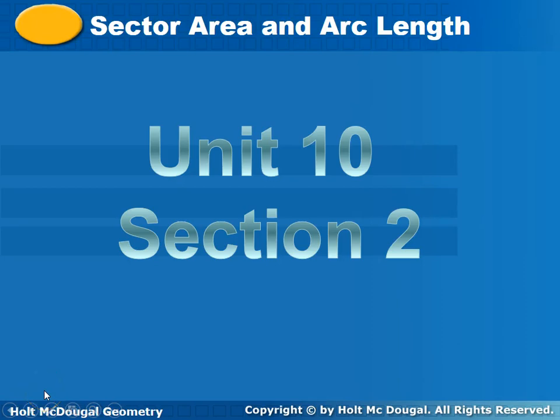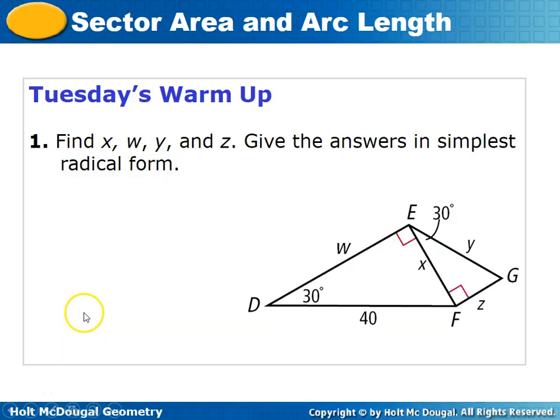So this is a video of me going over the Unit 10 Section 2 notes over sector area and arc length. First thing we're going to do today is talk about how we find the variables in this problem. The first thing I notice is that this is a 30, 60, 90 triangle. We know that this is 60 degrees down here because those two angles, D and F, in the triangle DEF, have to add up to be 90. Okay, so then I noticed that this is opposite the right angle here, so that's our hypotenuse.